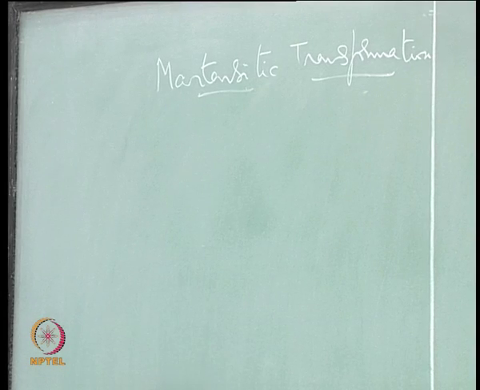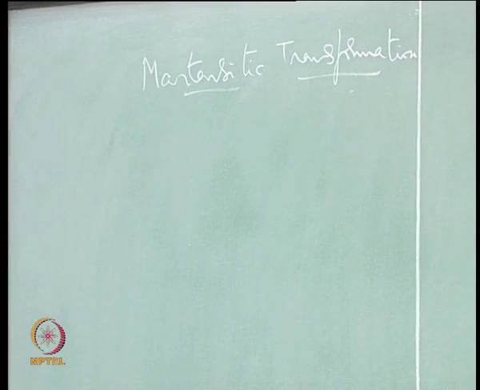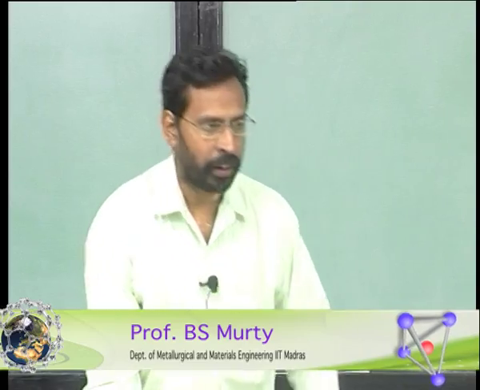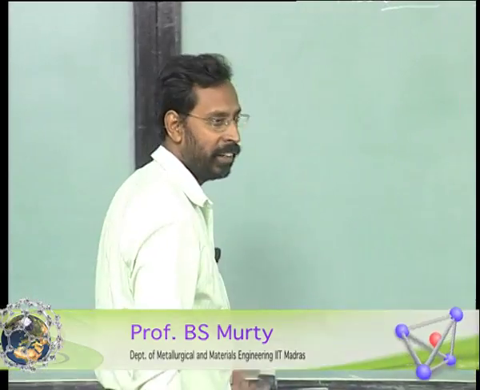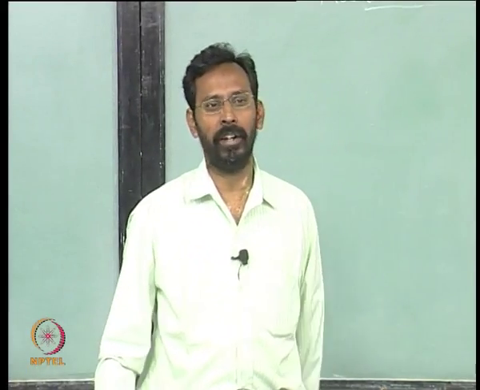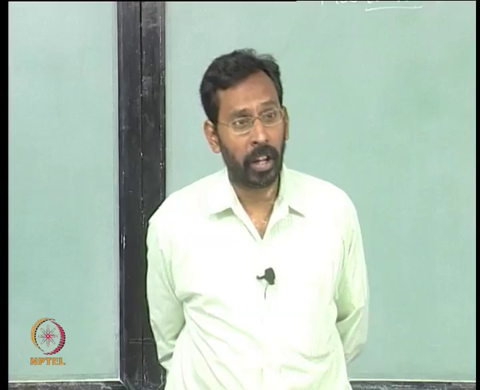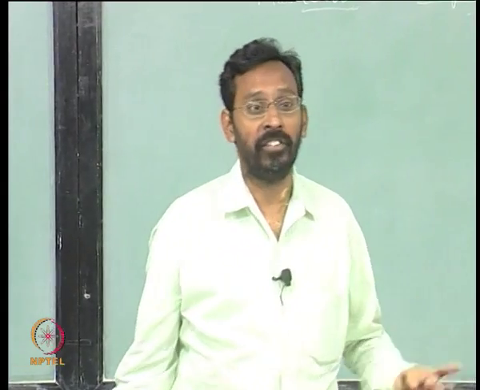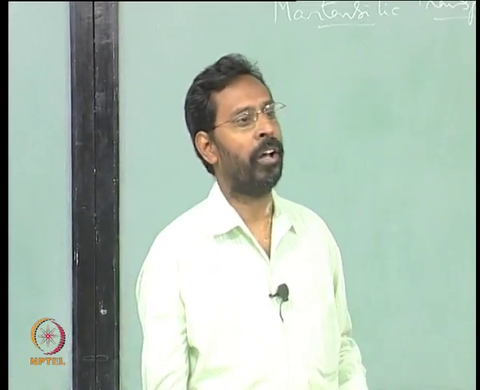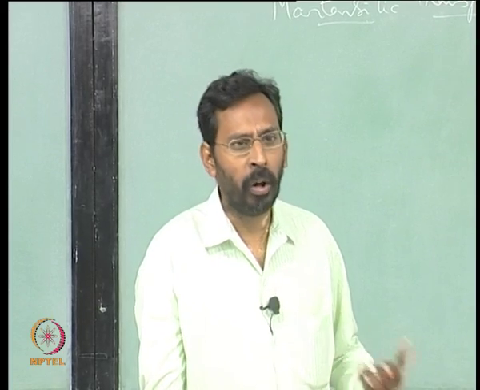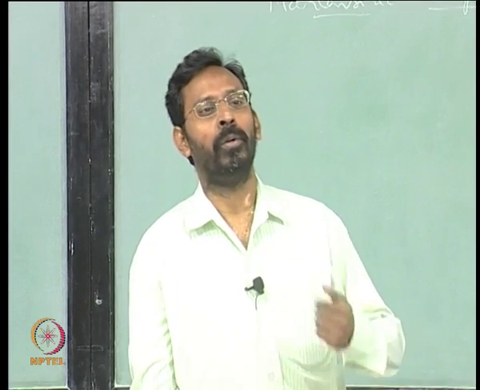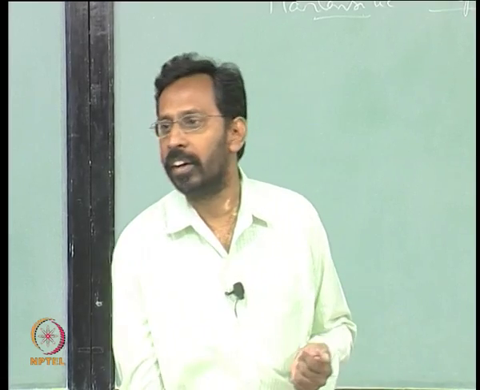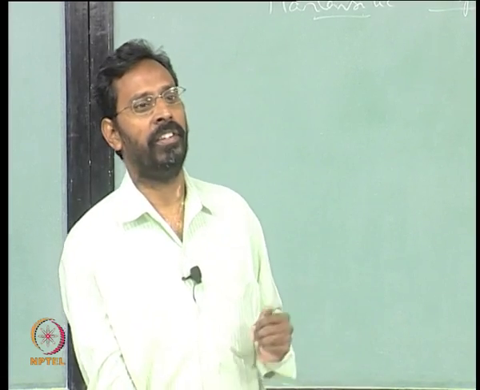As you all know, this is one such transformation where diffusion is not involved. Let us say it is a diffusionless shear transformation. When all diffusional mechanisms fail, that means you come to a temperature where diffusion is not able to happen inside the alloy. At the same time, the parent phase is not stable, so it wants to transform to something, and there is no other go but to go by some mechanism by which it can transform. That mechanism is a shear mechanism.